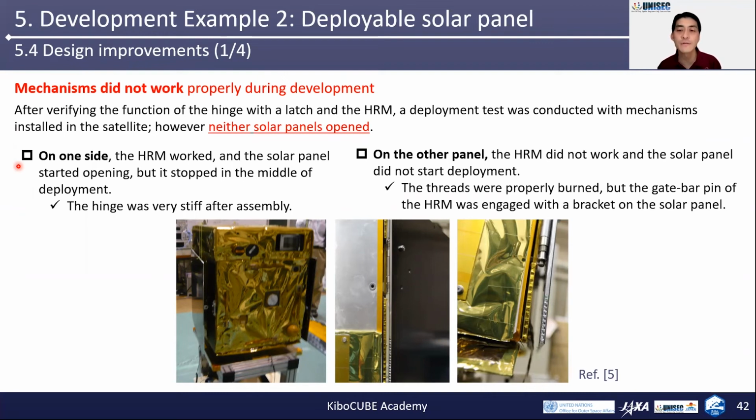It was found that the hinge was very stiff after assembly. On the other panel, the HRM did not work, and the solar panel did not start deployment. Threads were properly burned in the HRM, but the gate bar pin of the HRM was engaged with a bracket on the solar panel. Let's observe this error more closely.